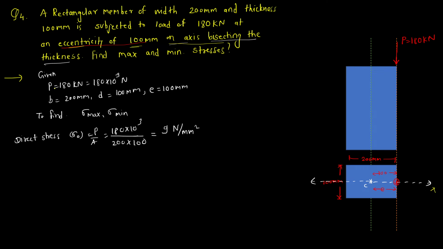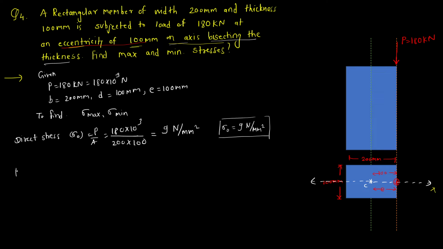So given P, B, D and E, we have to find sigma max and sigma minimum. First we find the value of direct stress, that is P by A. It is coming as 9 Newton per mm square. So direct stress sigma 0 is 9 Newton per mm square.